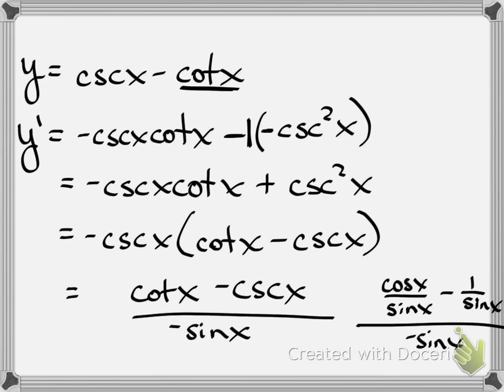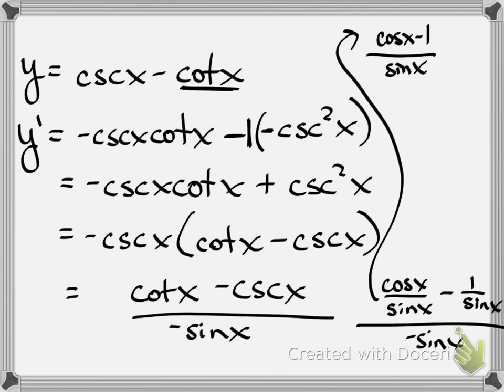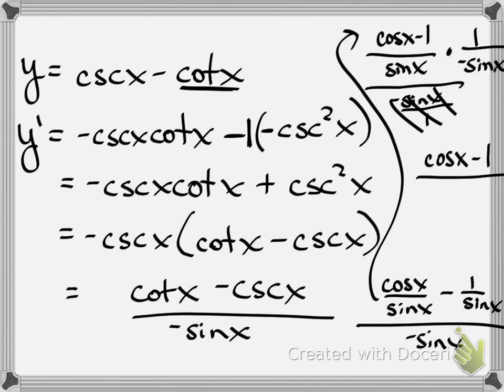So these two things here have a common denominator. So I'm going to write that as cosine x minus 1 over sine x all over negative sine x. Let's make that bottom a fraction and flip it up here and multiply by its reciprocal. So we're not going to divide by it anymore. We'll multiply by its reciprocal. And you get cosine x minus 1 all over negative sine squared x.